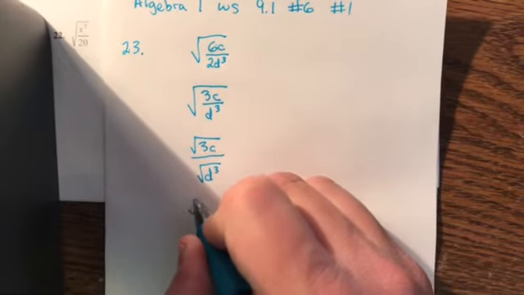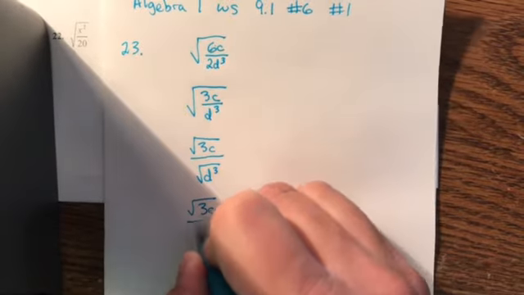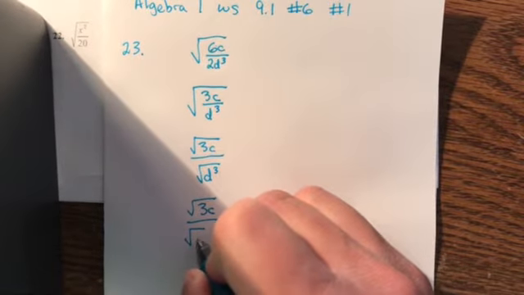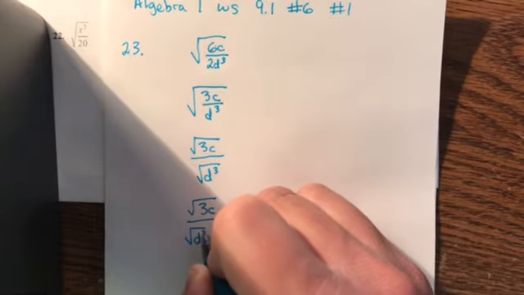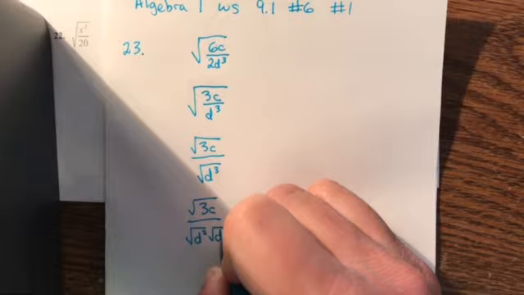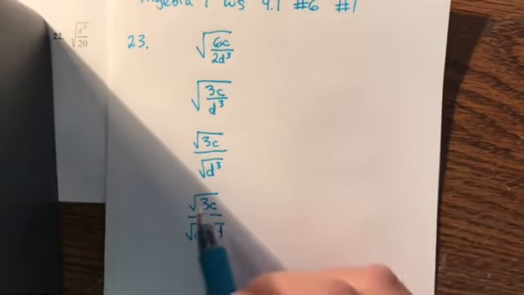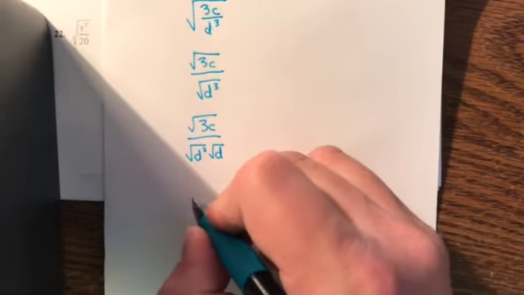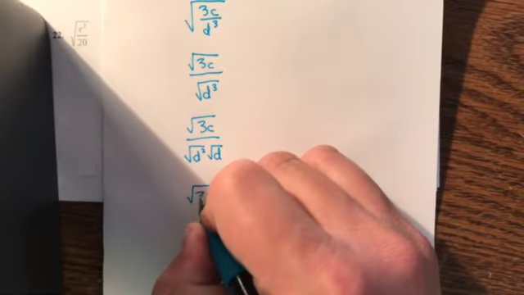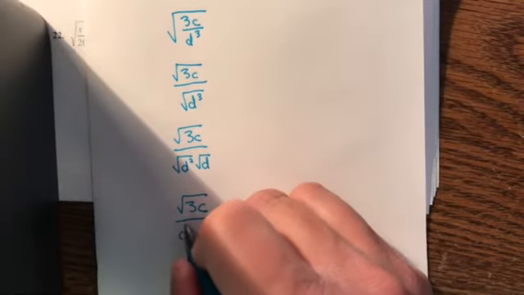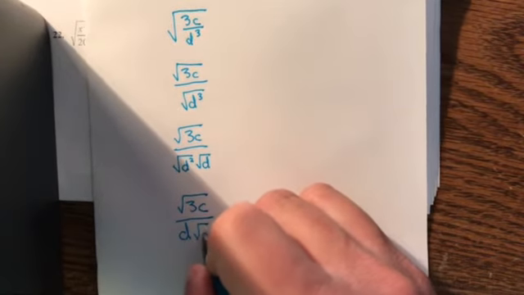So I would have the square root of 3c over the square root of, if I wanted to show all of my work, d squared times the square root of d. Okay, now the square root of d squared, that's just d. So I get the square root of 3c over d times the square root of d.